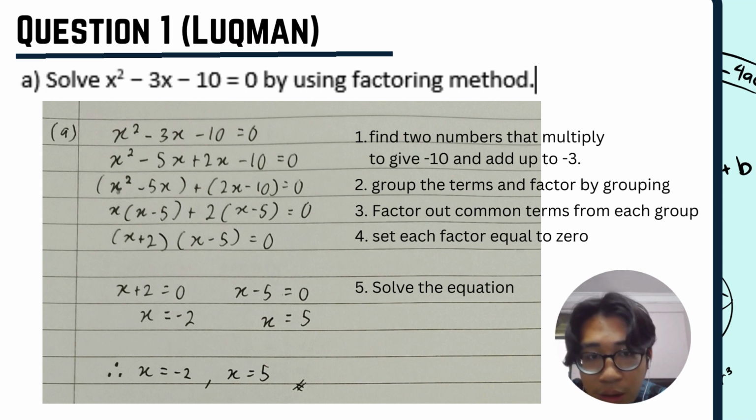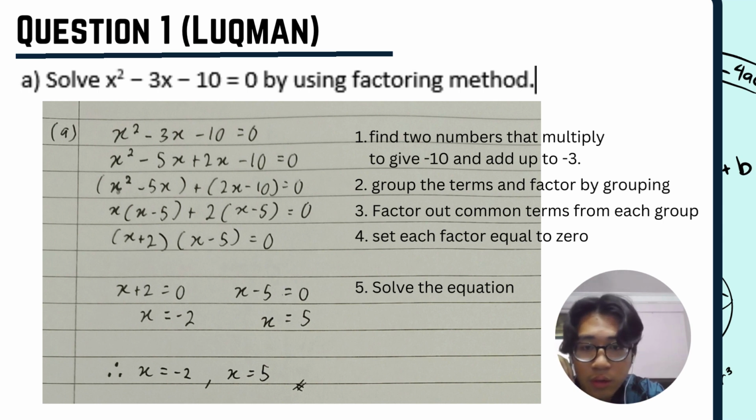So to factor the quadratic equation, we need to find two numbers whose product equals the constant term, which is negative 10, and whose sum equals the coefficient of the linear term, which is negative 3. So the factors of negative 10 that satisfy this condition are negative 5 and 2, since negative 5 times 2 equals negative 10, and negative 5 plus 2 equals negative 3. So now we can rewrite the equation as x squared minus 5x plus 2x minus 10 equals 0.